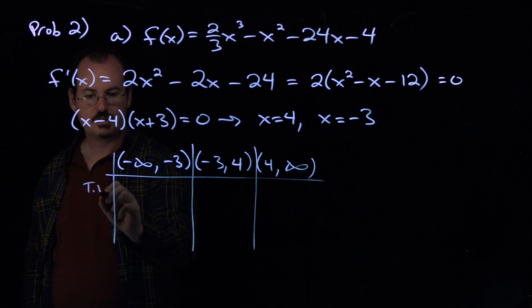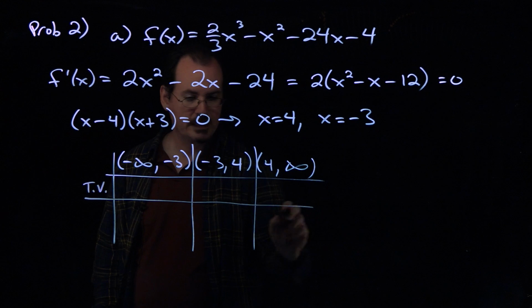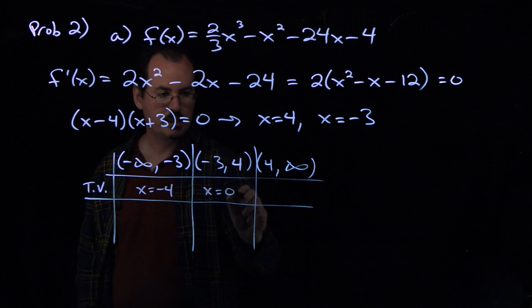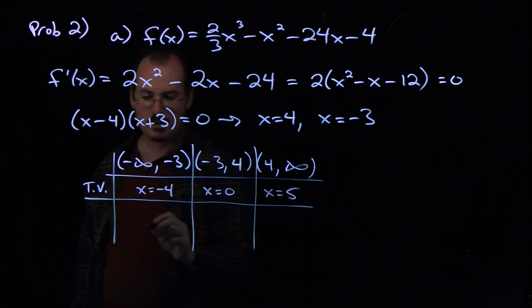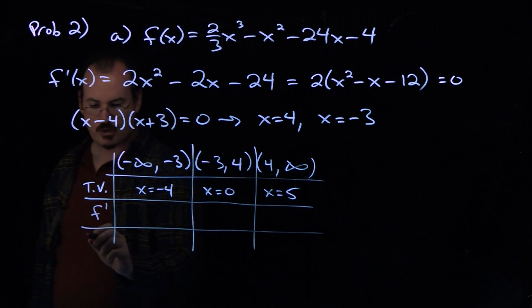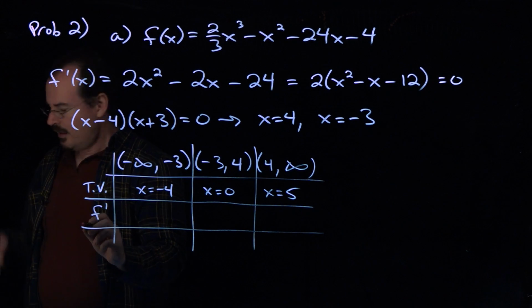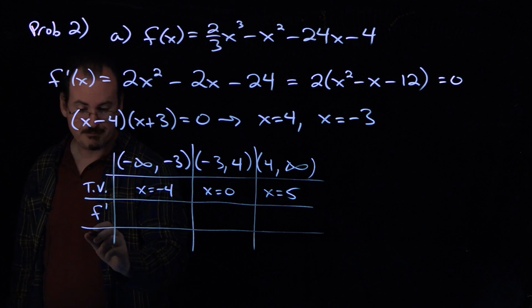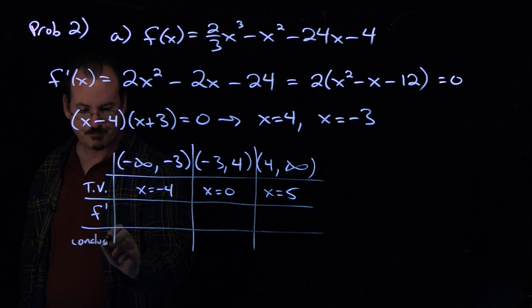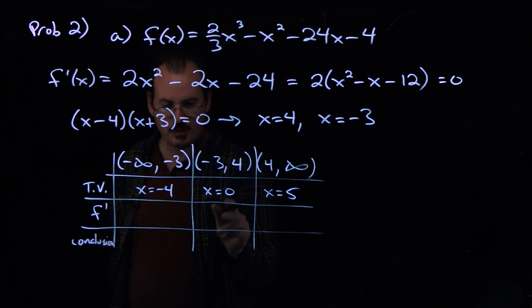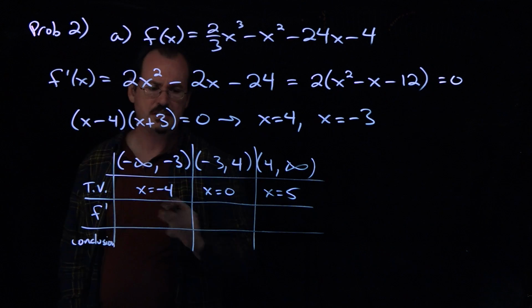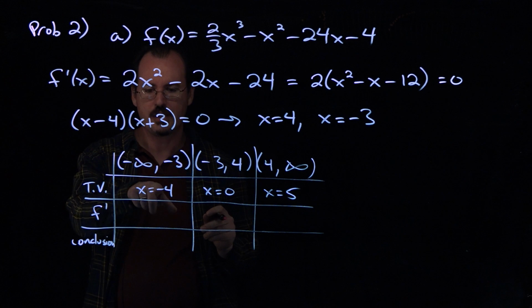We want our test values, one test value for each interval, so let's pick minus 4 here. Let's pick 0 and 5. And then we check the sign of the first derivative, and then we draw our conclusions based on the sign of the derivative. Okay, so let's start with 0 here. I think 0 is the easiest number to plug in, although really using the derivative in its factored form is probably the best way to do this. So let's just go ahead and start at minus 4.